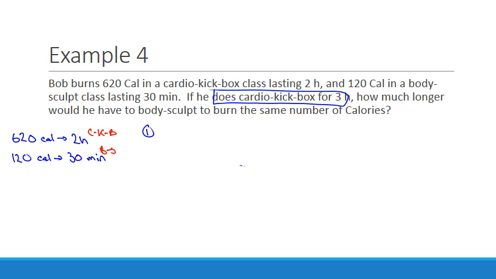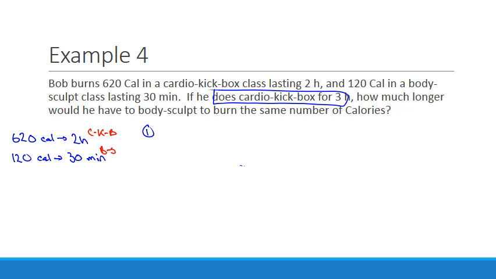We're going to have 2 proportions in this problem. For our first proportion, let's work with the cardio kickbox. It's saying that he's doing cardio for 3 hours, so we're wondering how many calories he's going to burn. Based on that, we want to see how long we have to do the body sculpt to burn that same amount of calories he just burned in the cardio kickbox class. Just to review what we're really asking here.